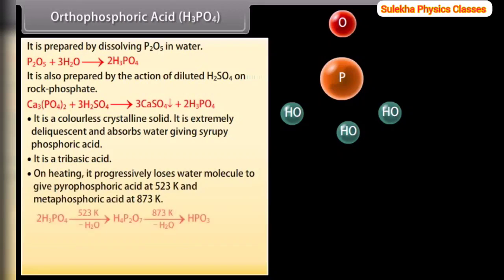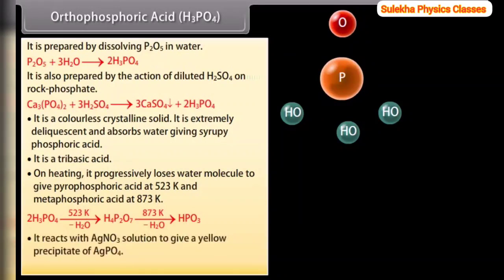On heating, it progressively loses water molecules to give pyrophosphoric acid at 523 Kelvin and metaphosphoric acid at 873 Kelvin. It reacts with AgNO3 solution to give a yellow precipitate of Ag3PO4.